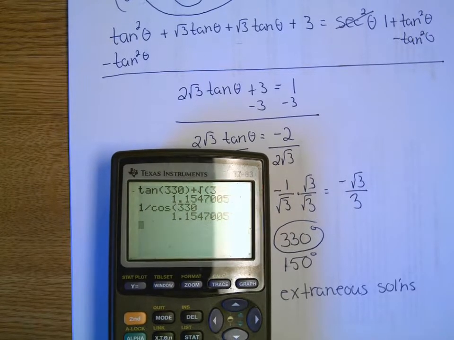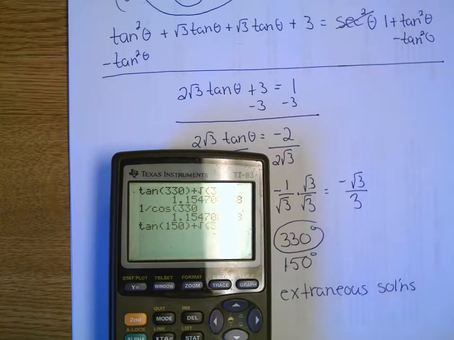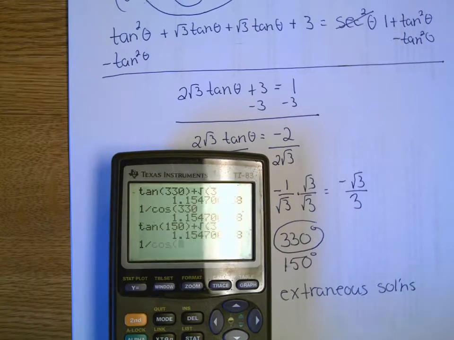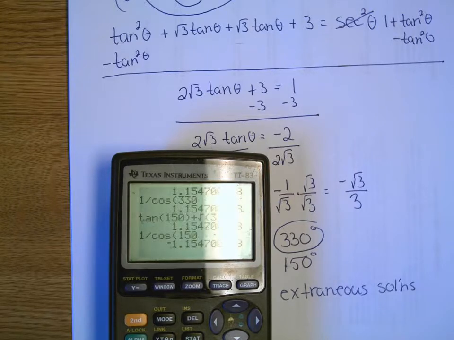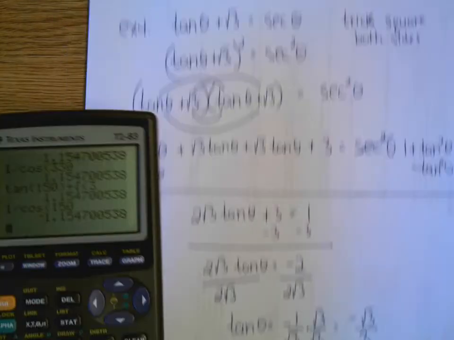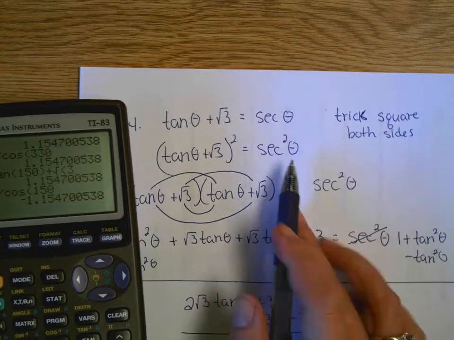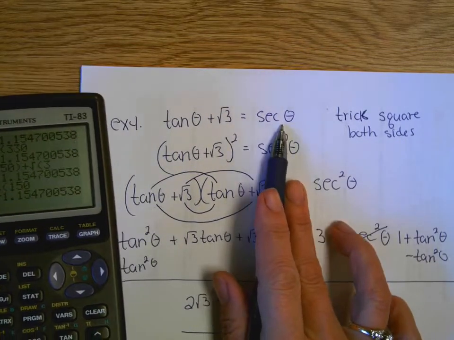And now I just plug the 150 back in. So it's the tangent of 150 plus the square root of 3. I get that. And then 1 divided by the cosine of 150. Not the same. Why are you using cosine? Because I'm trying to find secant. Secant is 1 over cosine. Oh, okay. I'm plugging it right in here.